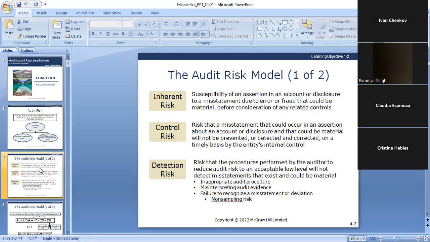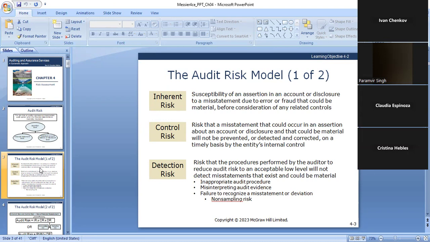First, we have inherent risk. Inherent risk is related to the accounts and disclosures, where there might be misstatement due to error and fraud that can be material, before consideration of any related controls. So the inherent risk in a way is the risk that exists in the company.